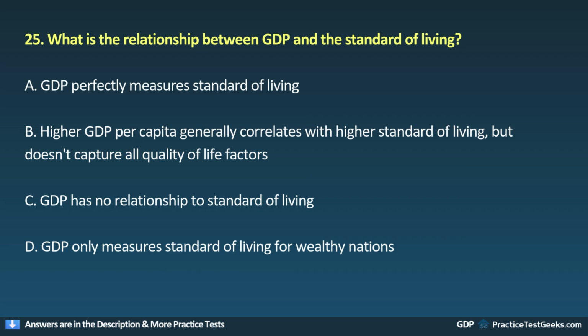25. What is the relationship between GDP and the standard of living? A. GDP perfectly measures standard of living. B. Higher GDP per capita generally correlates with higher standard of living, but doesn't capture all quality of life factors. C. GDP has no relationship to standard of living. D. GDP only measures standard of living for wealthy nations.